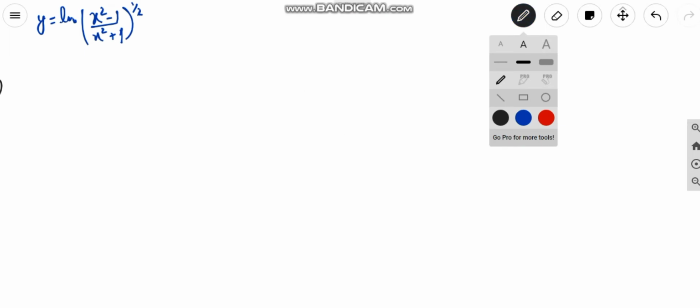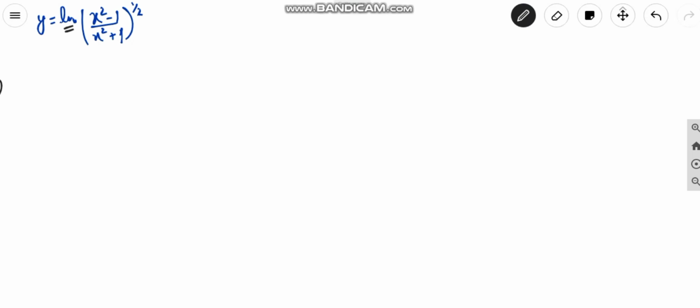Now this time we are given a function y equals natural log of (x square minus 1 over x square plus 1) whole power 1 by 2. Here you must be tricky. In order to solve it, you must be tricky, otherwise you will face difficulty while solving it.